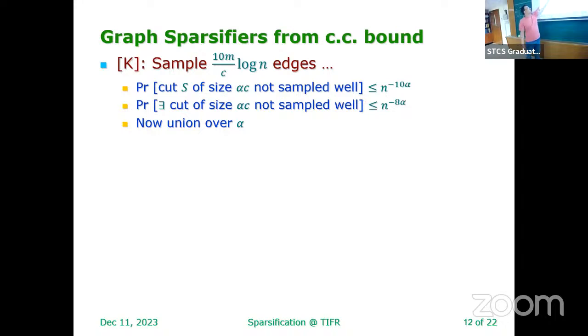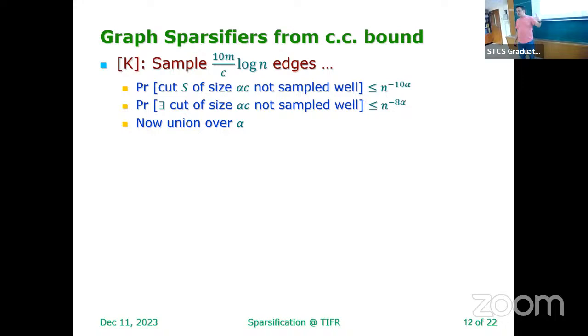Okay, because that's related to the number of things that we are sampling and the size of this cut. You're going to see some exponential decay in alpha C, but we are also sampling that many things. So you put it all together, you're getting a pretty good bound.